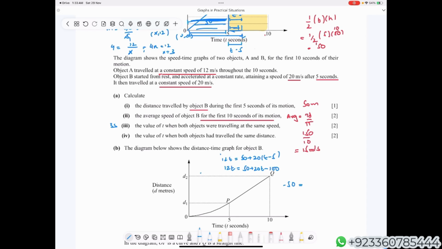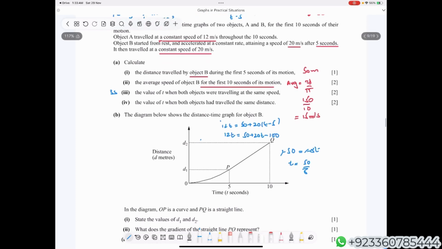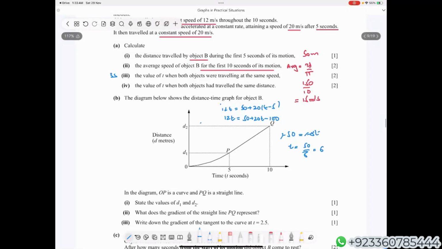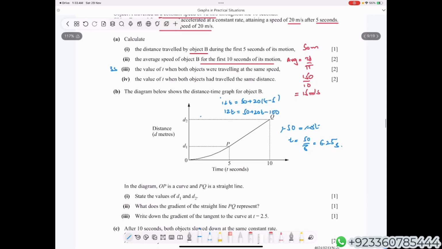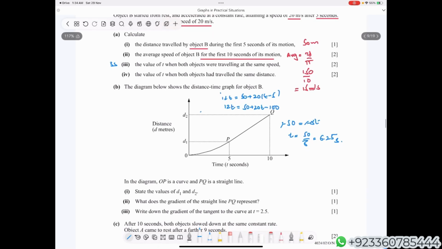Would equal to 12t minus 20t is minus 8t. This and this is going to be cancelled. So 50 is going so t is going to be 50 divided by 8. I hope this is clear. So your answer is 50 divided by 8, which is equal to 6.25 seconds.